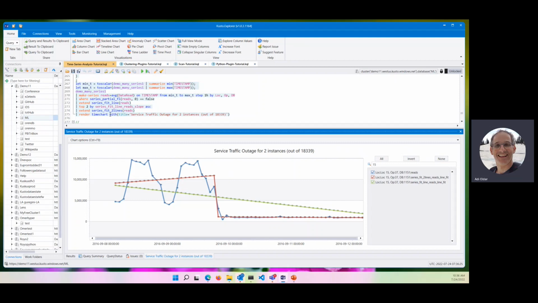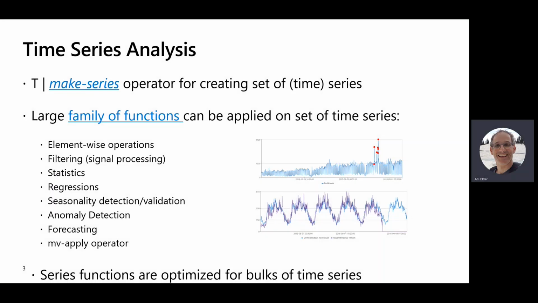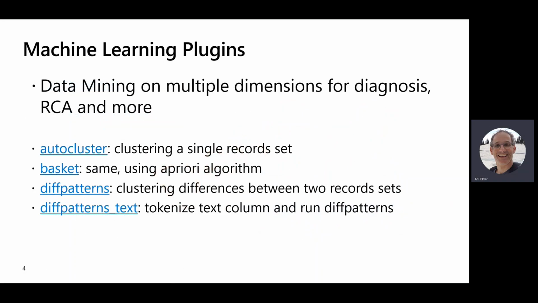Okay, so once we detected anomalies, it might be true anomalies, it might be false positives. So let me jump back to the presentation for a minute. So we showed the time series analysis capabilities, and now, once we have potential anomalies, we would like to diagnose these anomalies and try to get the root cause of these anomalies. And we can do this using plugins that are part of KQL. I'll present in this session AutoCluster and diff patterns.